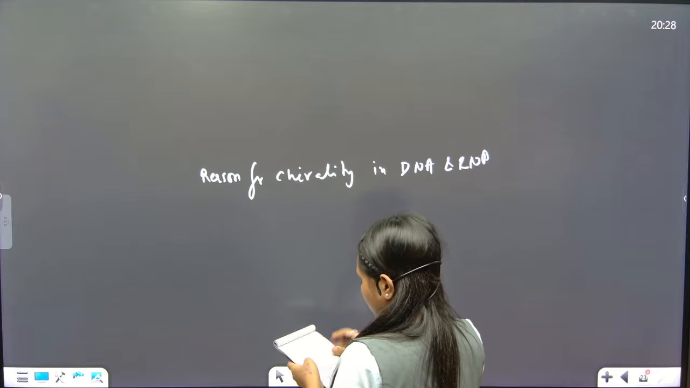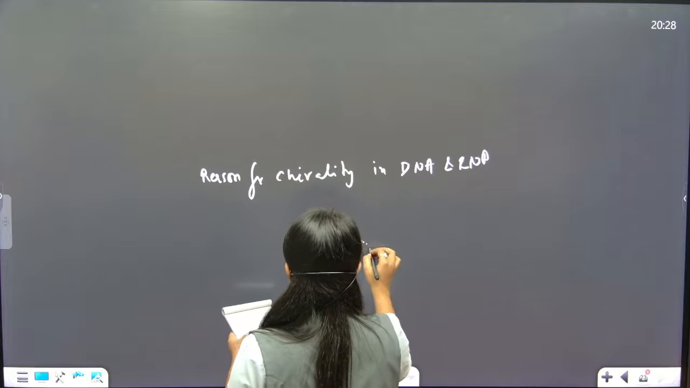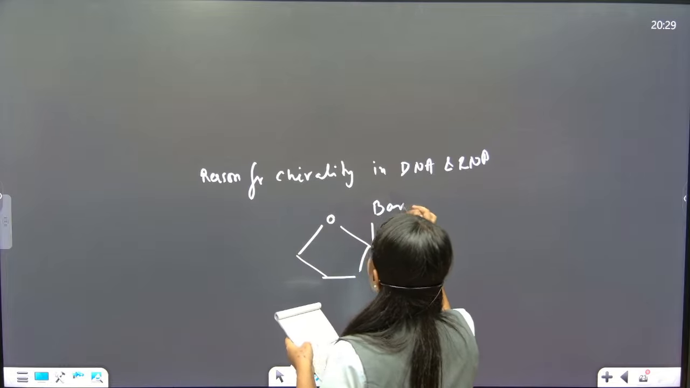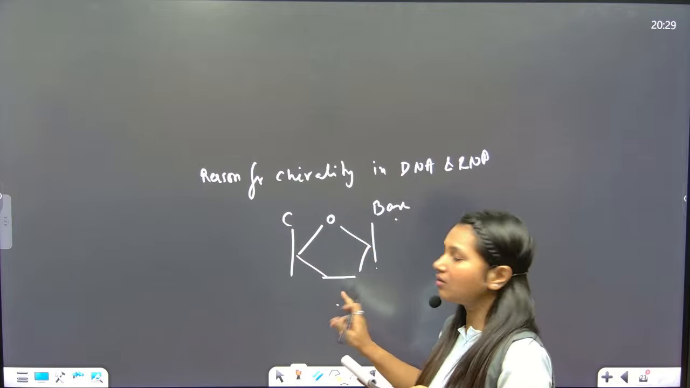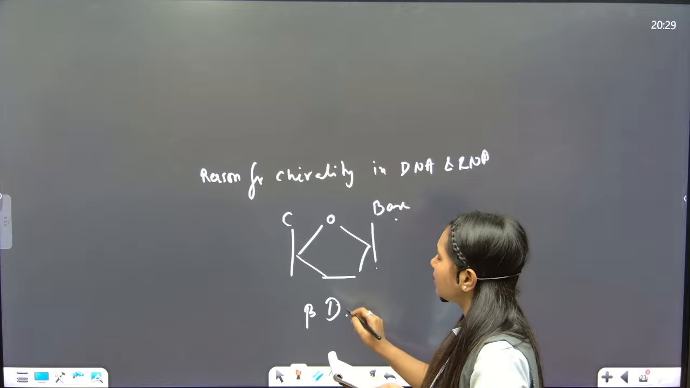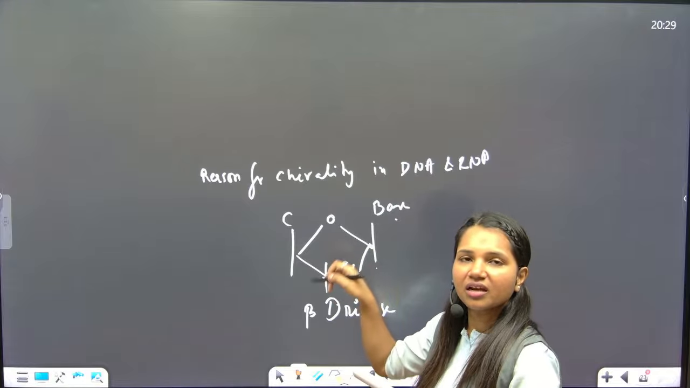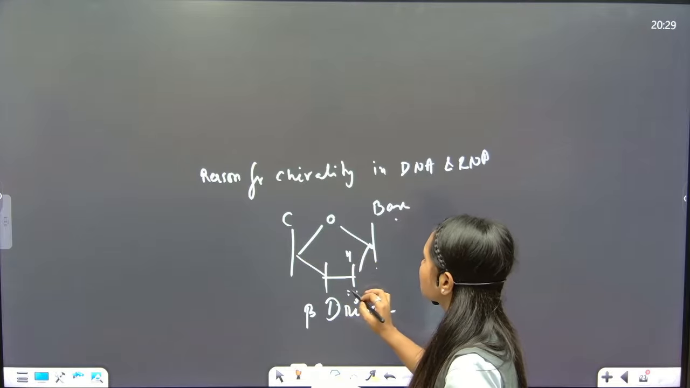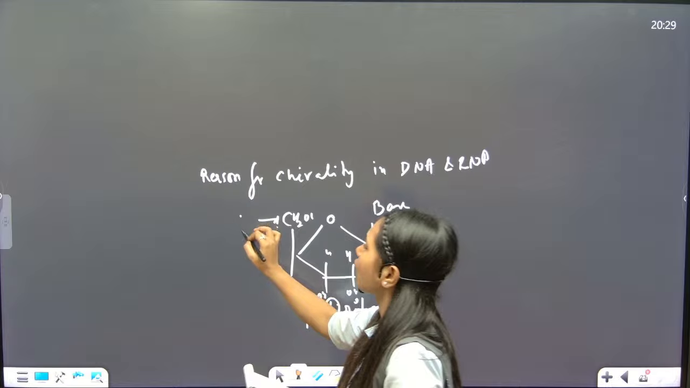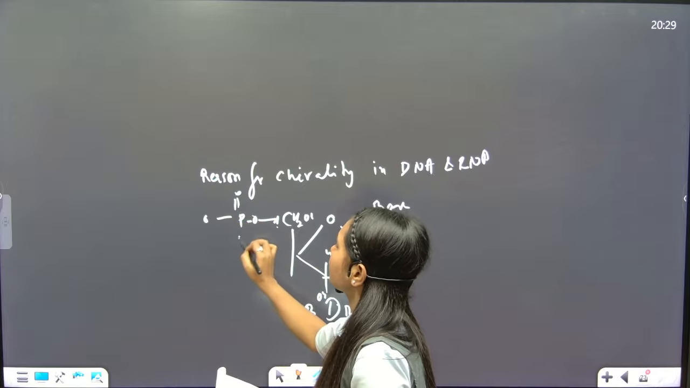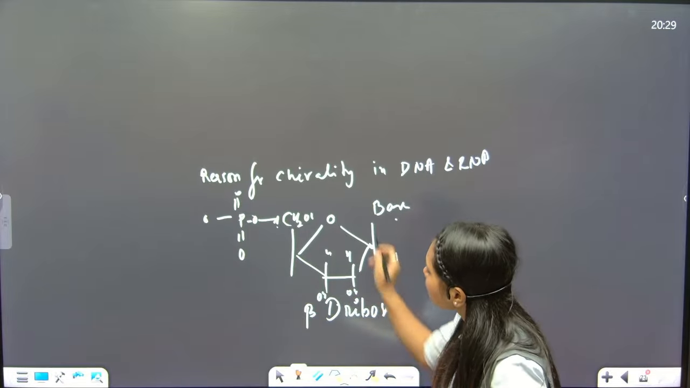So let me draw the structure. Here is the compound, I'm just drawing roughly. This is the base, this is the sugar, and which sugar do we use? We use beta D ribose, right? And we know how many chiral centers we have in the ring form? 4 chiral centers. It is HOH, HOH, and this is CH2OH with the phosphate. Fine. So because of what do we get the chirality? We get the chirality due to the sugar.